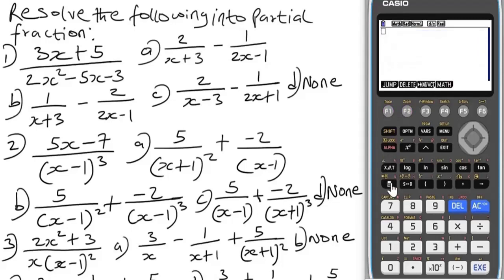Okay, so for option A, we have 5 over, in brackets, x alpha x plus 1, close the brackets, put the square. Then over to this side, plus, in fraction, minus 2 over, in brackets, x alpha x minus 1, close the brackets. That's all for option A. Now let's press equal to. Remember we got 3?